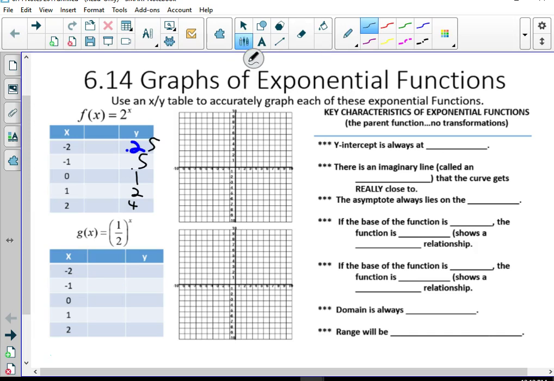So I'm going to start backwards. I'm going to go 2, 4, 1, 2, 0, 1, and then I'm just going to do it like so. It's never going to hit 0. Okay? The exponential function is never going to hit 0.